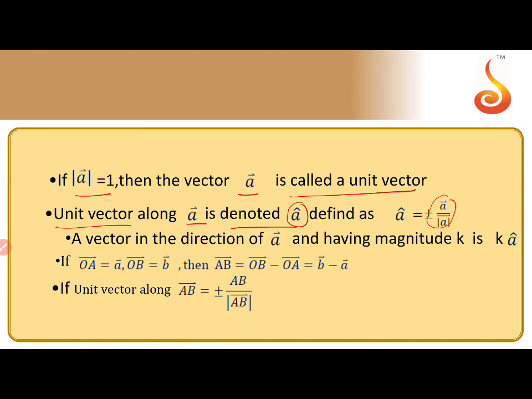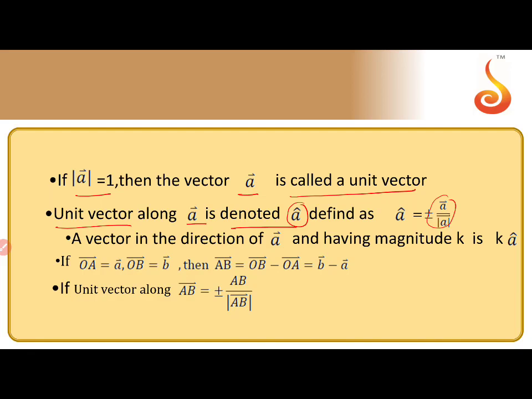Therefore, the unit vector along a bar is denoted by a cap and defined as a cap equal to plus or minus a bar by the magnitude of the vector. That gives the unit vector along the given vector. The plus sign gives the same direction, the minus sign gives the opposite direction. That means a vector has a direction, that's why you get plus or minus here.